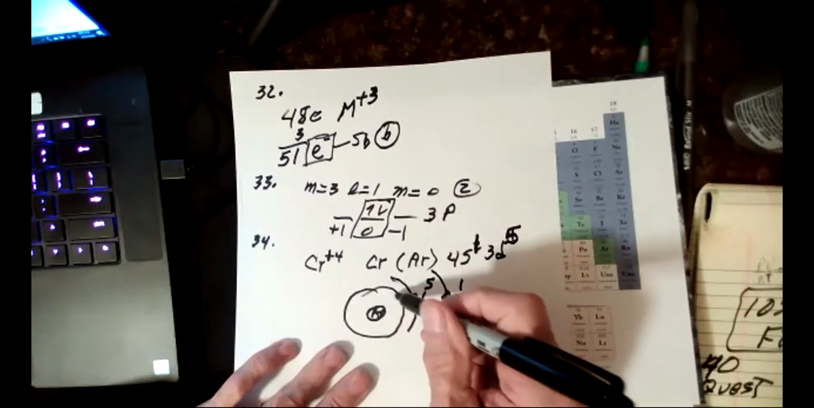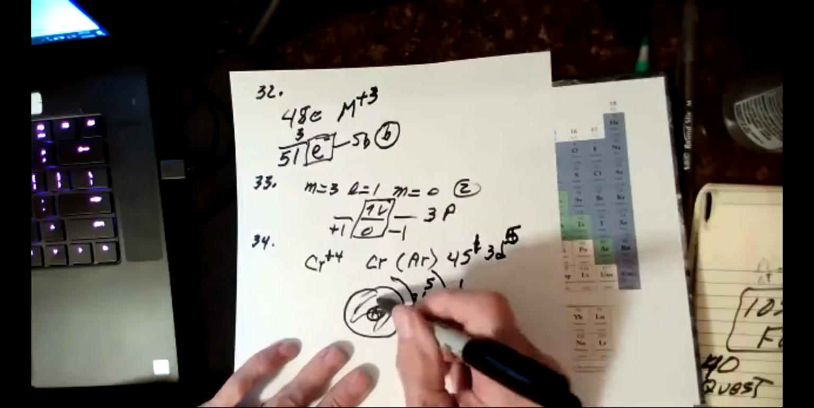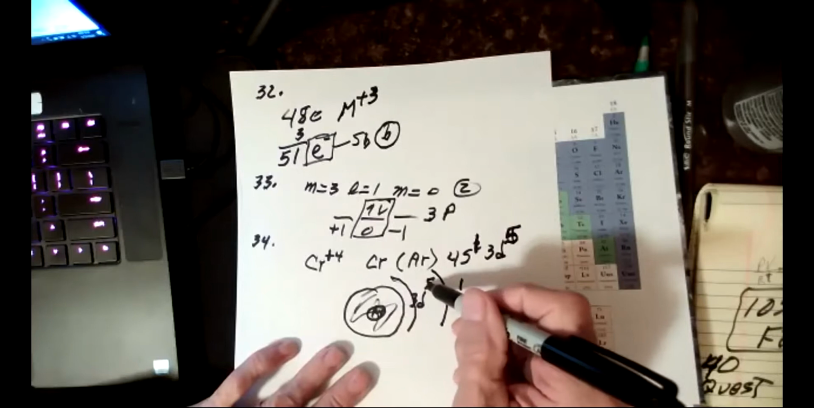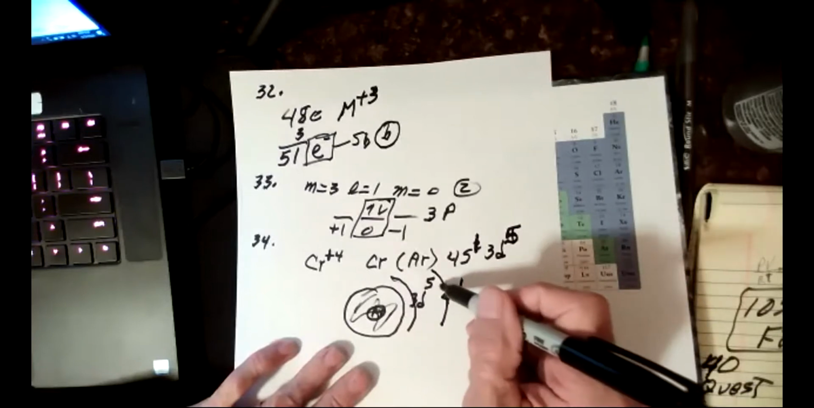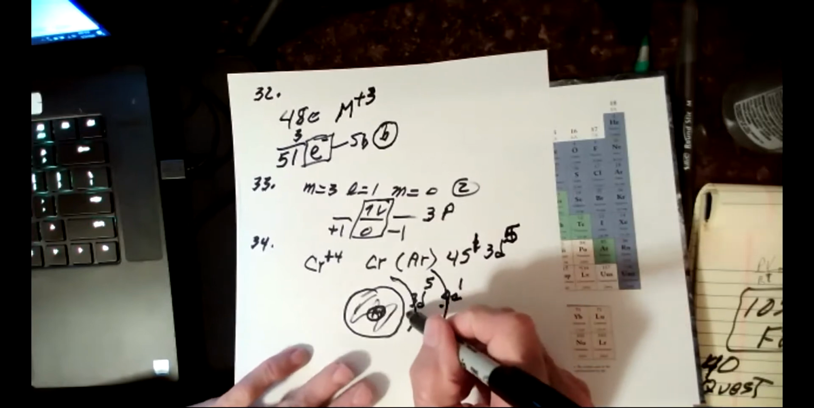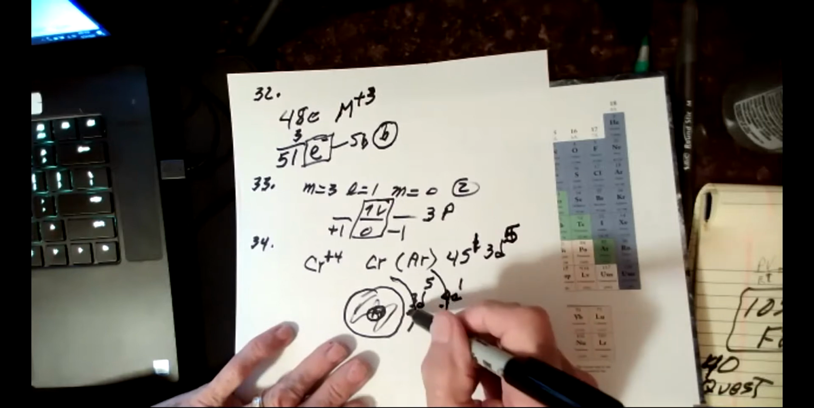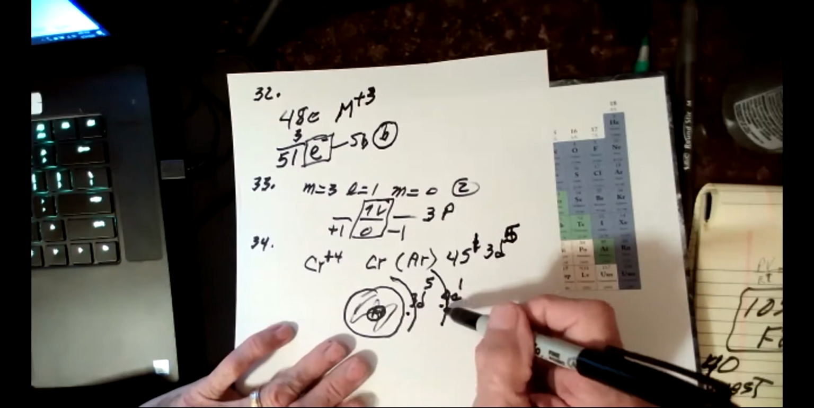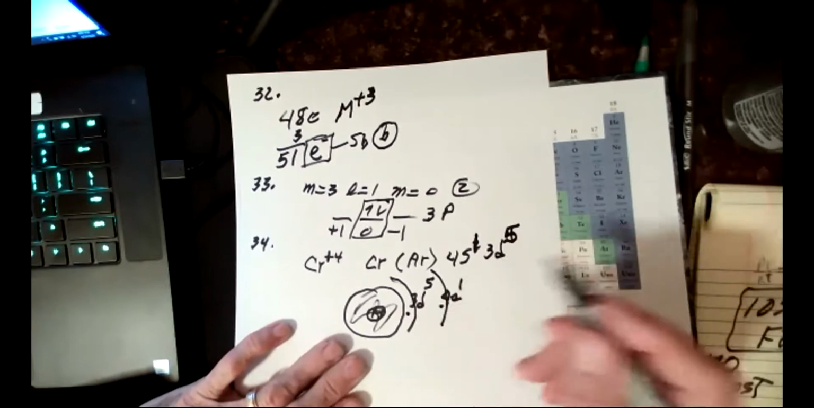Argon core is this part right here. Then it's got a 3d with 5, a 4s with 1. I put the 4s outside because the n equals 4 is a bigger orbital than n equals 3. The size is determined by the n value. So the 4s electron is on the outside.